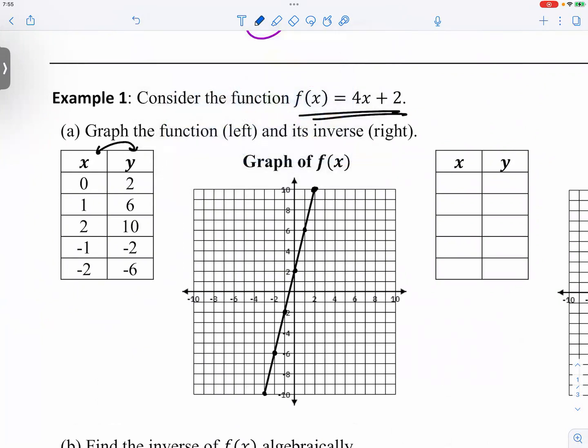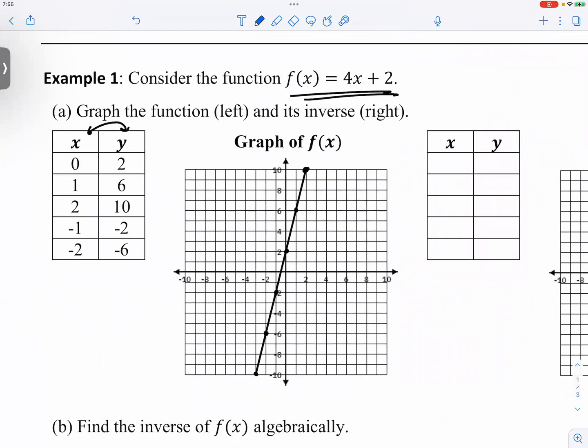So it was (0, 2), and now it becomes (2, 0). It was (1, 6), and now (6, 1). It was (2, 10), and now (10, 2). It was (-1, -2), and now (-2, -1). It was (-2, -6), and now (-6, -2).